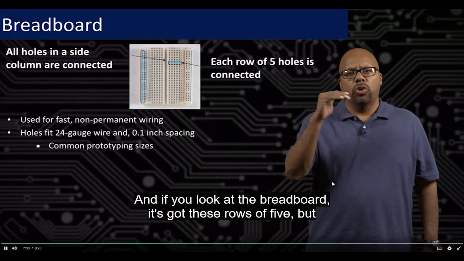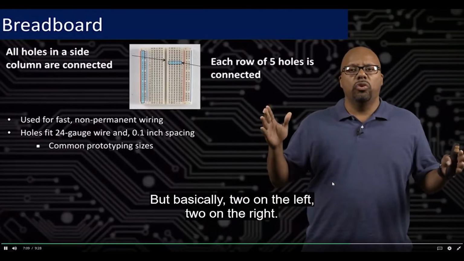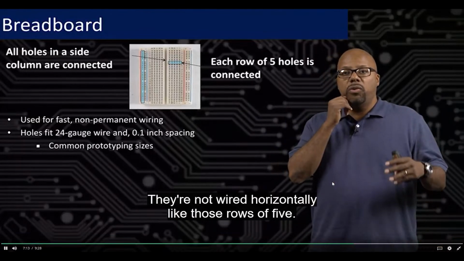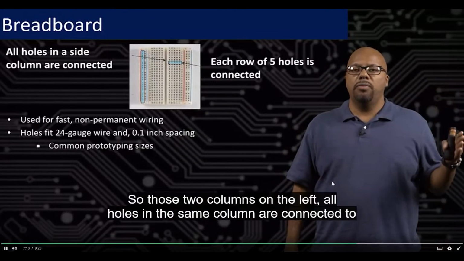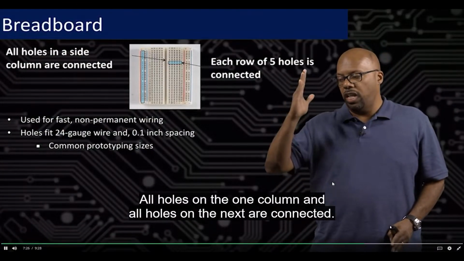And if you look at the breadboard, it's got these rows of 5, but then along the left and right side, you've got these columns, right? These 2 columns on the left, 2 columns on the right, with breaks in between. Those columns are actually wired differently. They're not wired horizontally like those rows of 5. They're wired in columns. So the 2 columns on the left, all holes in the same column are connected to each other. Then all holes in the next column are connected to each other. Same thing on the other side.